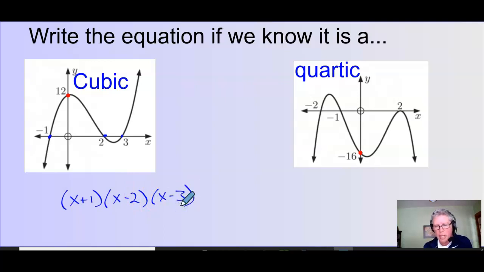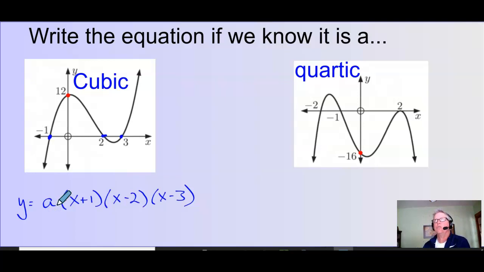Piece of cake. If we didn't know this was a cubic, then I could make these exponents any number I want as long as they're odd or even, depending on what's happening in the graph. This would make that exponent have to be odd, odd, and odd. Since it's cubic, we know they all have to be 1. Boring, but that's the way it is. So we're done, sort of. We have to put an A there.